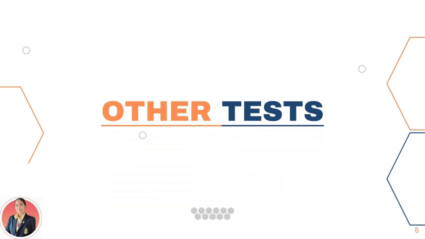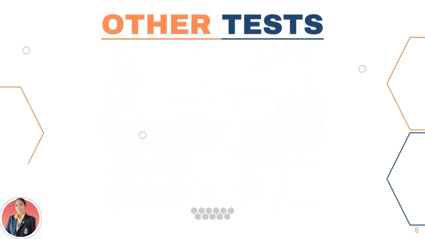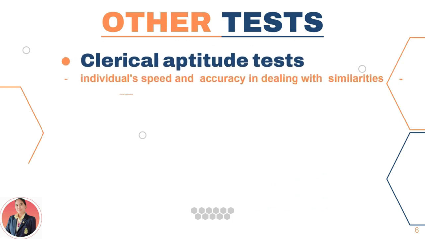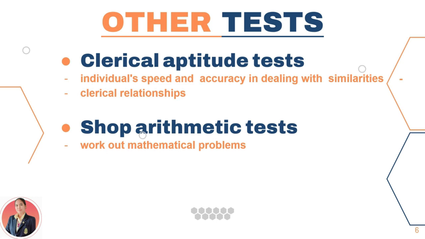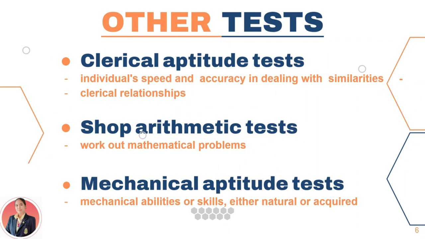The other tests are clerical aptitude tests. These tests measure the individual's speed and accuracy in dealing with similarities and clerical relationships. Example, numbers and names of persons or places. Shop arithmetic test. This test measures how well an individual can work out mathematical problems that come up frequently in the shop. Mechanical aptitude tests.